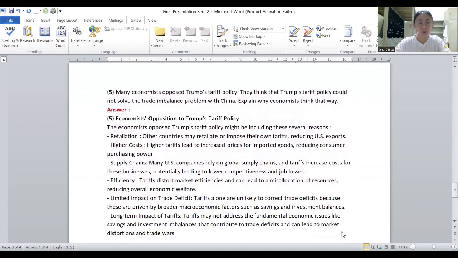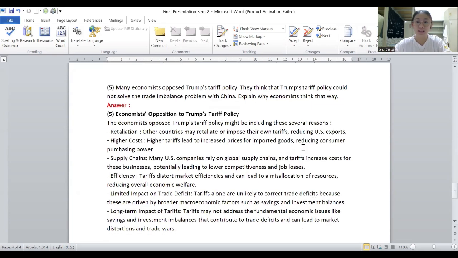Last, the fifth question. Many economists oppose Trump's tariff policy. They think that Trump's tariff policy could not solve the trade imbalance problem with China. Explain why economists think that way. So here are several reasons that I wrote that might be why economists opposed Trump's policy. The first one is retaliation. Other countries may retaliate or impose their own tariffs, reducing US exports due to the high tariff policy by Trump.